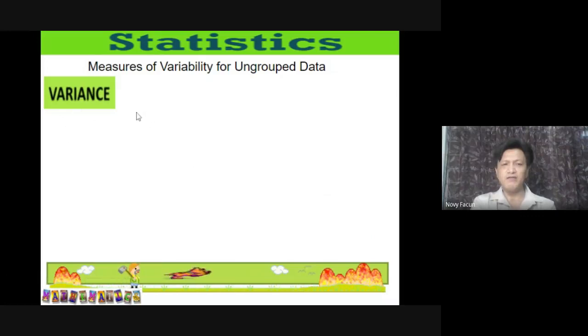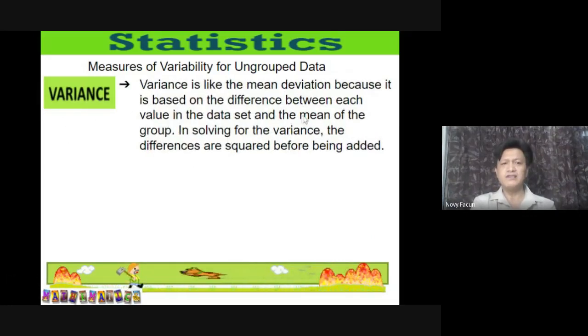Pag sinabi naman natin variance, di ba? So variance ay katulad lang din siya ng mean deviation. Okay, because it is based on the difference between each value in the data set and the mean of the group. So in solving for the variance, the differences are squared before being added. Kung baga dinugtong lang natin yung square sa dulo.